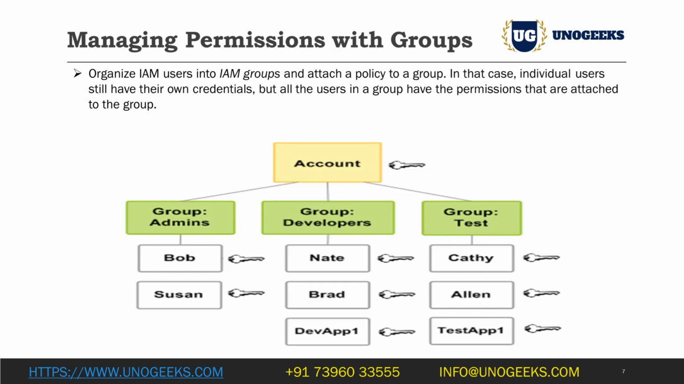See, this is the diagram which represents how the groups will look. For example, in the account, I create an admin group, a developer group, and a test group. Under the admin group, I have attached the administrator policy, and I created Bob and Susan and added them into the admin group. Then these people have admin privileges. Similarly, Nate, Brad, and Devapan I put into the developer group, then they'll get developer access. Similarly, the test group has only read-only access for my account. Kathy and Alan get the access for whatever is attached to the test group.